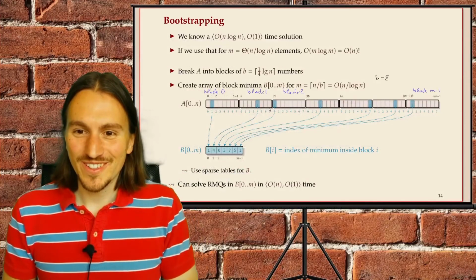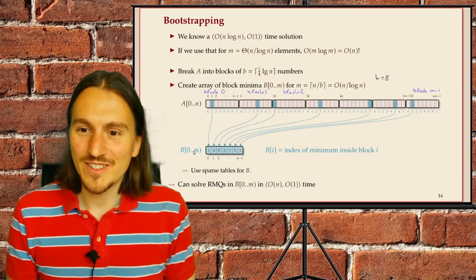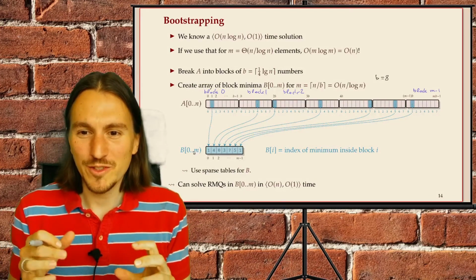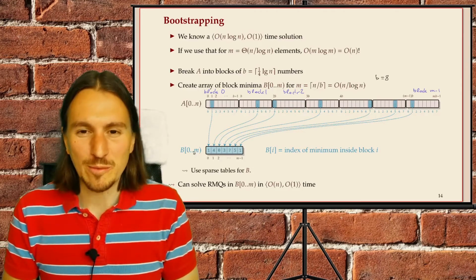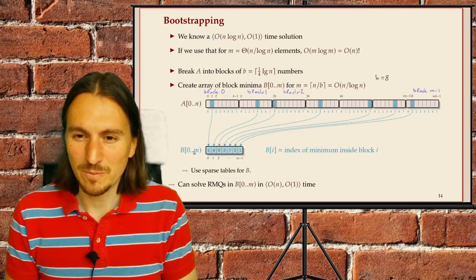Why do we do this? Because B now has exactly the size that's small enough so that we can use the sparse table on it without spoiling the overall preprocessing time or the overall space.